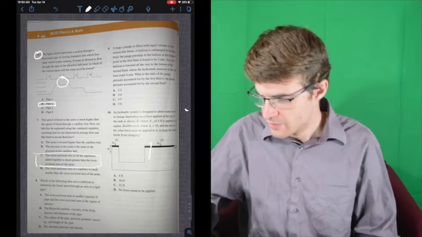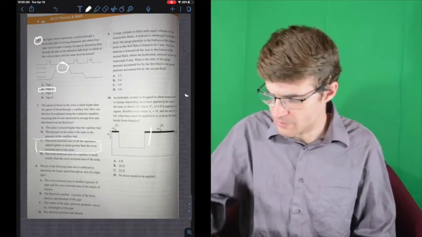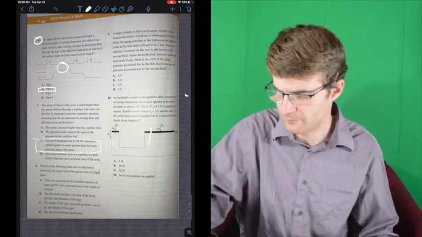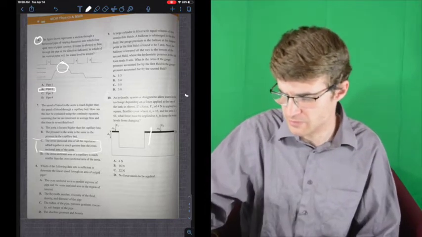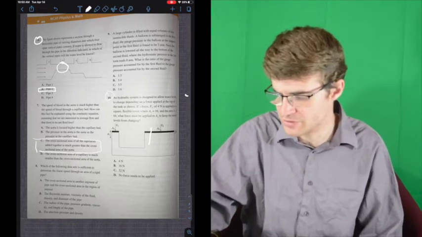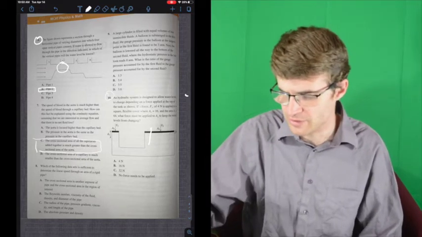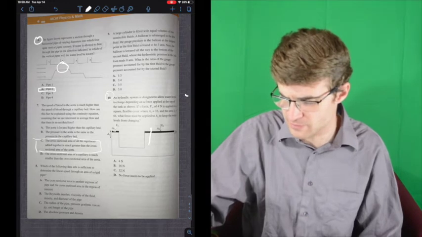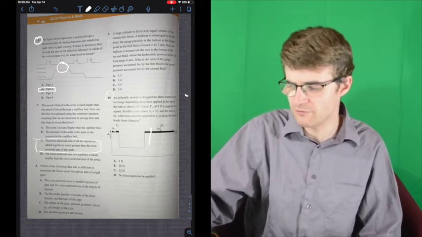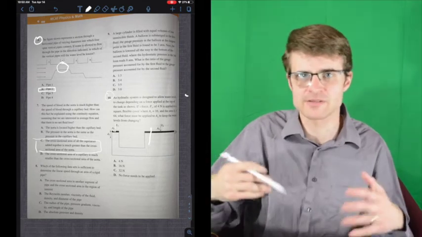Okay. I'm going to just do number 10 here. These other questions are interesting, but we're just going to skip to number 10. So this is a hydraulic system. So presumably what happens is here on this first piston we apply a force. And the question is what force needs to be applied on the other end to balance the system?